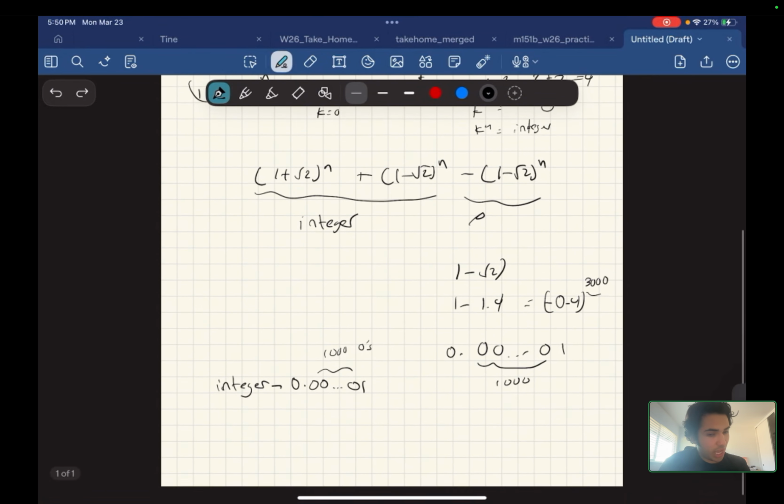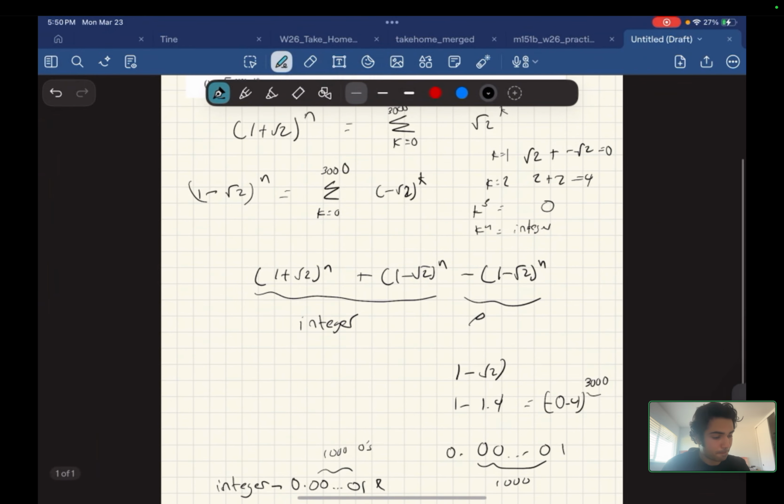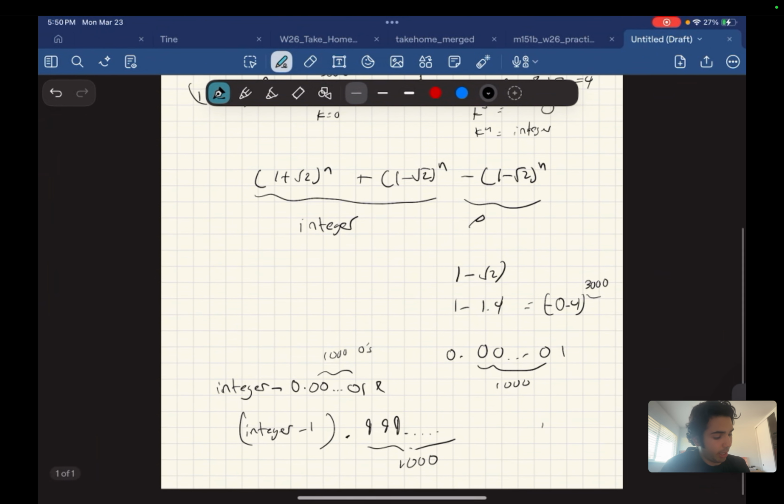Okay. And if you have an integer minus 0.00001, with many zeros and then a 1, then your answer is going to be some other integer, some smaller integer, one less, plus 0.9999999, like 1,000 nines, because of that 1. And if you have 1,000 nines, then your 100th digit will be a 9. And that's the answer. Pretty simple.